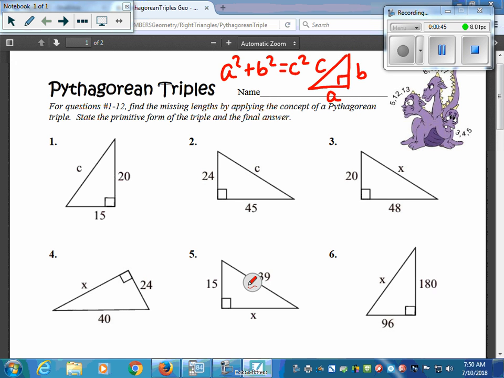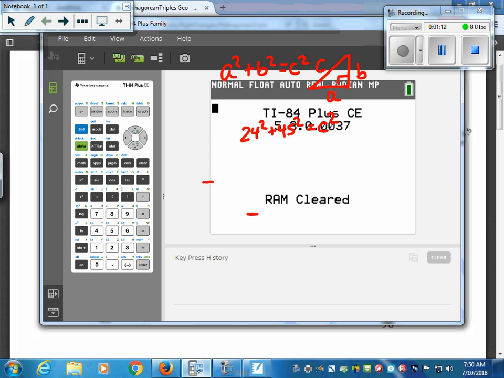So as I'm looking at question 2, I see a 24 and a 45, which are connected to that right angle, which means that the 24 and the 45 are going to go in for a and b. And then c, obviously here, the hypotenuse, is going to go in after the equal sign. So what you're going to want to start off by doing is squaring 24 and 45. I'm going to pull up my calculator right now.